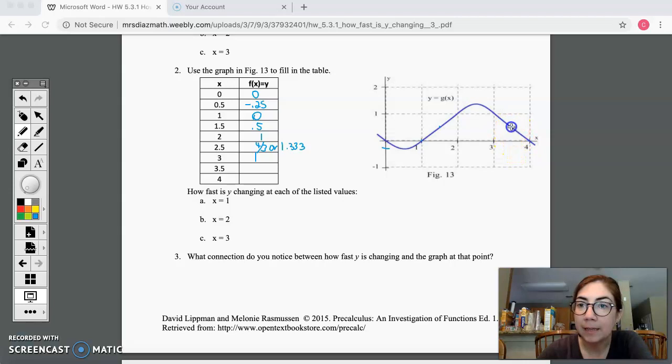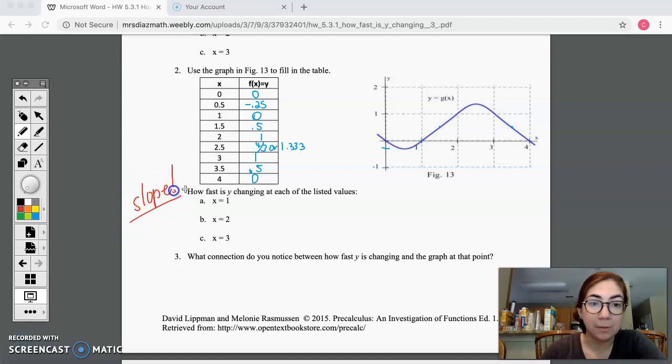At 3.5, I would say 0.5. And at 4, back at 0. So first thing you want to do is fill out the table. It doesn't have to be perfect, you guys. Just a good guesstimate. So now we're trying to figure out how fast y is changing at each of the listed values. So you're going to think about slope.